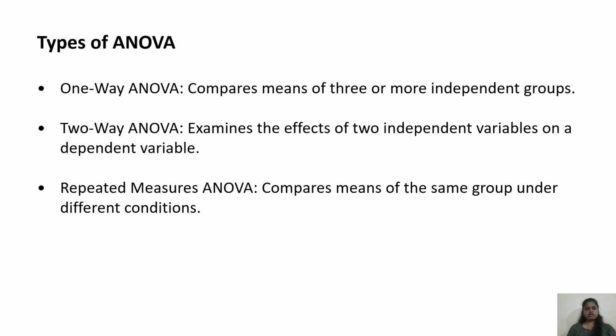Let's move on to the types of ANOVA, that is one-way ANOVA, two-way ANOVA and repeated measures ANOVA. What is one-way ANOVA? It compares means of three or more independent groups. Two-way ANOVA examines the effect of two independent variables on a dependent variable. Repeated measures ANOVA compares means of the same group under different conditions.